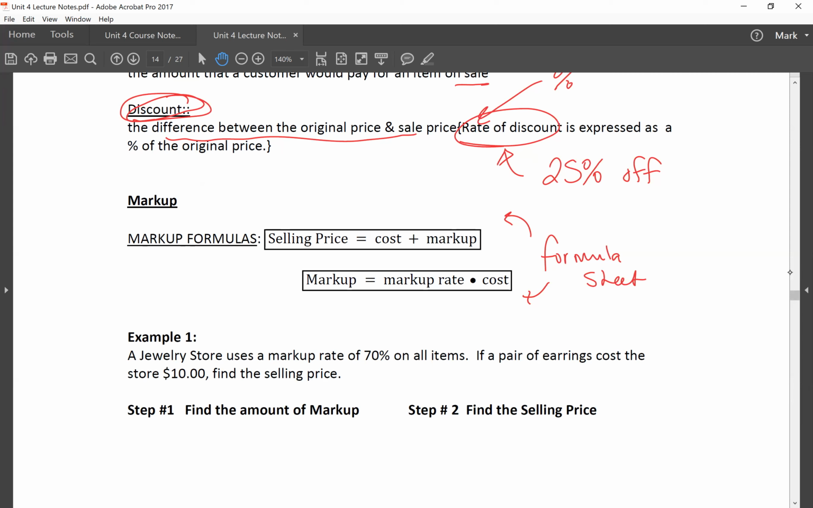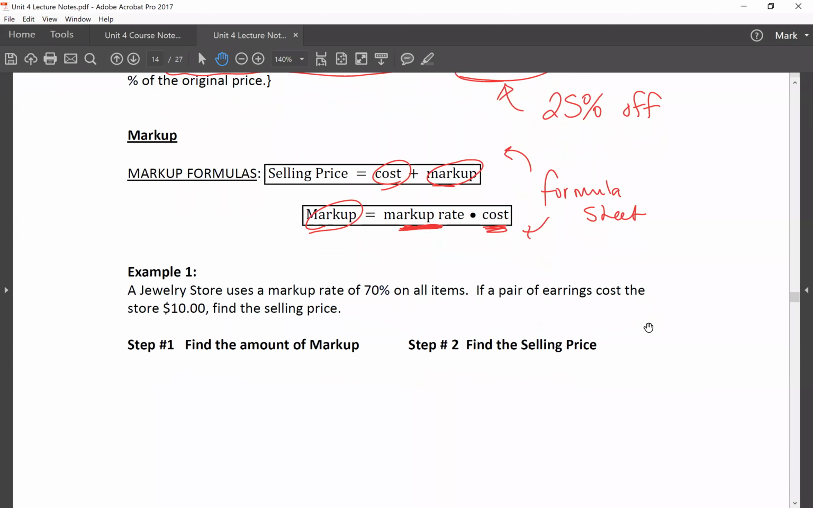Markup. The selling price of an item, so the price that the customer pays, is equal to what the business pays plus their markup, like how much money they are adding to it. The markup, again, the price that the business is adding to the item, is equal to the rate of the markup times the cost of the item. Just remember what cost is. Cost is what the business pays. All right, let's look at some examples.